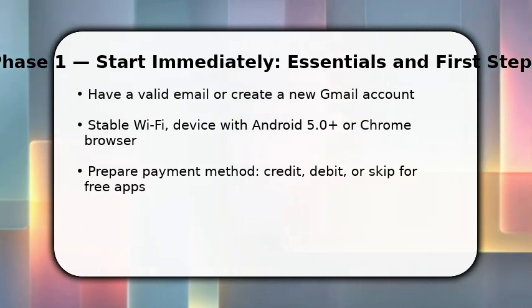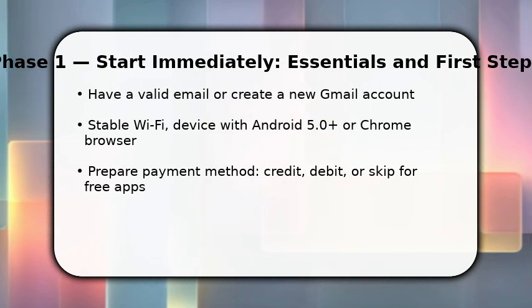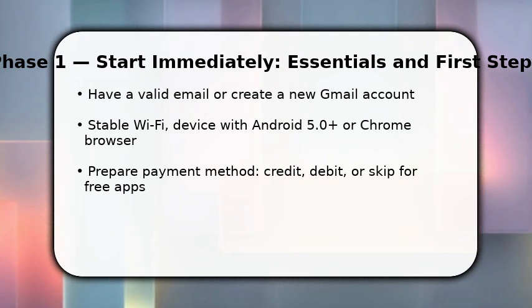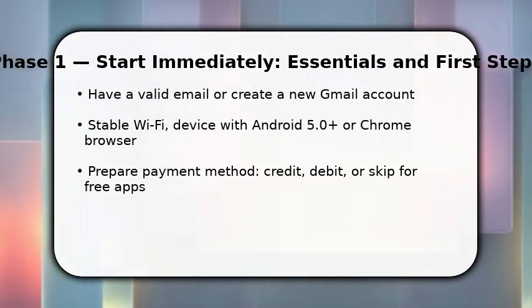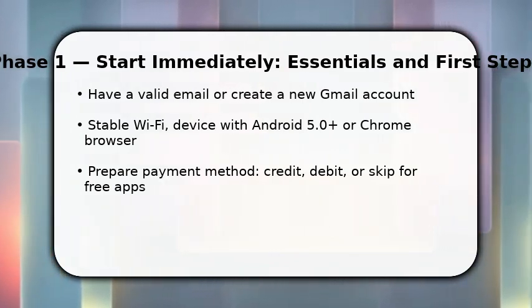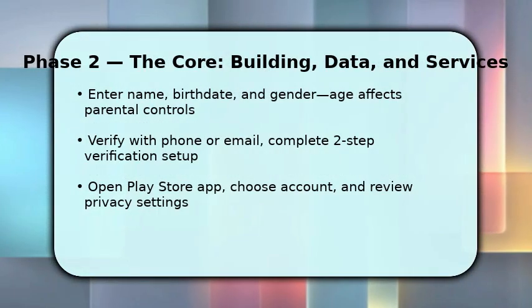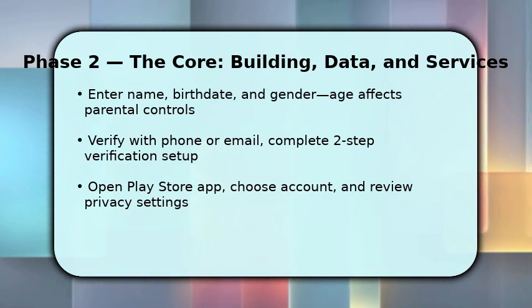Once done, add a recovery phone or secondary email so you can regain access if you forget credentials. Make sure to accept core Google terms. They enable Play Store features. Next, you'll link payment and privacy settings. Stay with me. You'll now complete verification and personalize settings.